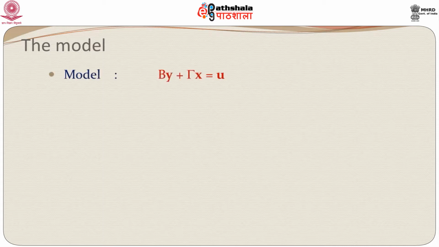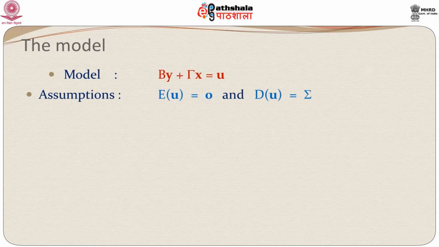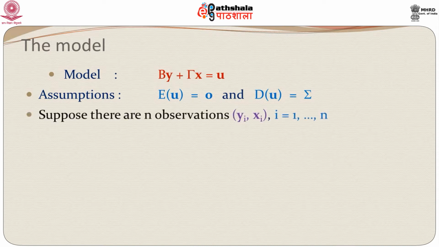We have By plus Gamma x is equal to u, where y are the endogenous variables. There are capital G of these endogenous variables, and x are the exogenous variables, where we have capital K exogenous variables. B and Gamma are the coefficient matrices, and u is the error or disturbance term. We assume that expectation of u is 0 and the dispersion of u is Sigma. Now, suppose we have n observations (y_i, x_i) from this system.